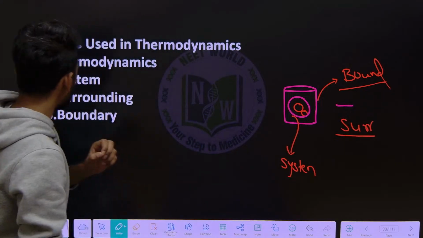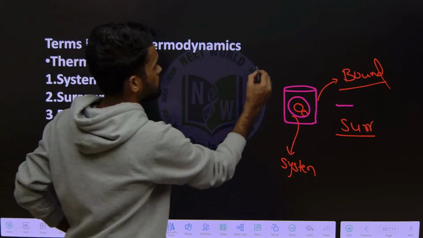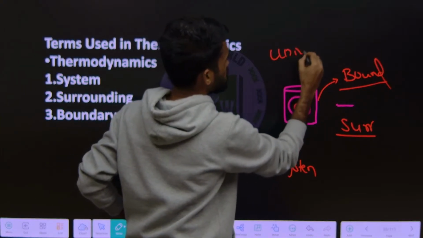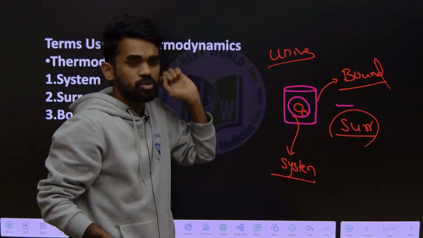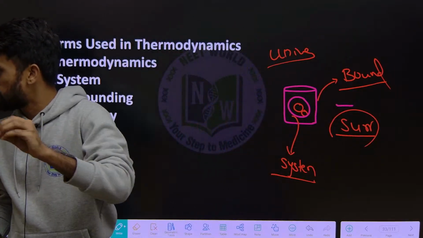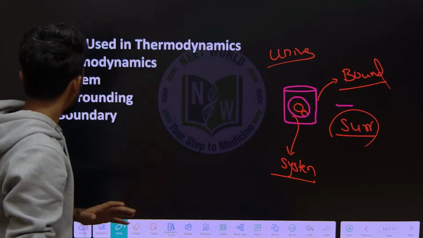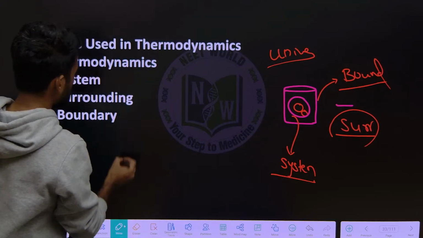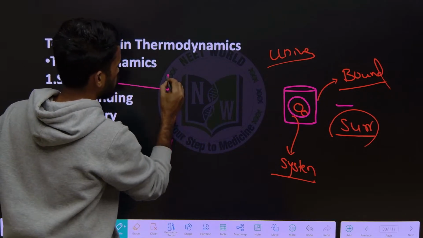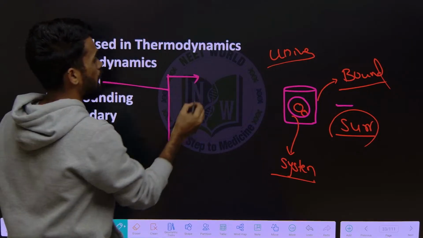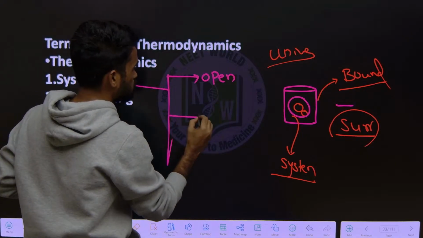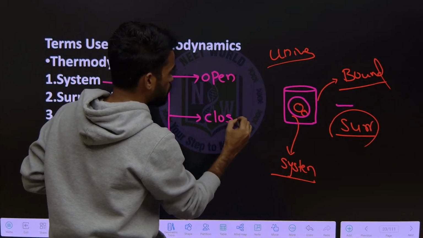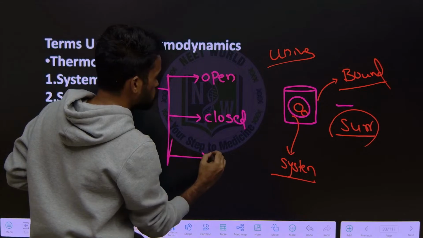Now one more term is the universe. What is meant by universe? Simply, system plus surroundings, the complete thing, is considered the universe. These are the very basic terms, I hope you know this. Next, this system can be of different types: open system, which is very important to understand, closed system, and isolated system.